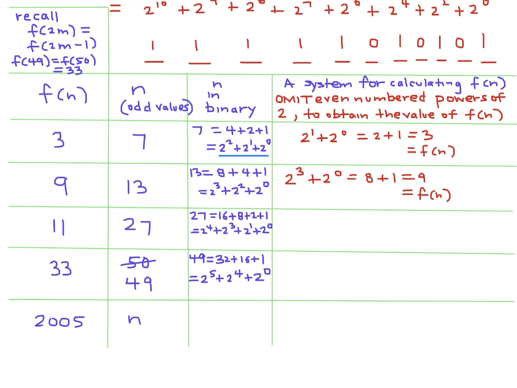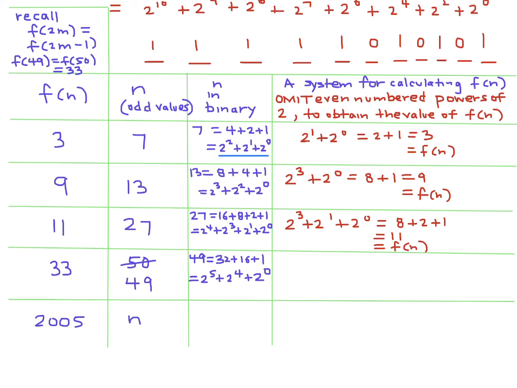Is 9 equal to f at n? It is. Let's keep going here. When n is 27, 27 is equal to 2 to the power of 4 plus 2 to the power of 3 plus 2 to the power of 1 plus 2 to the power of 0. Omit even numbered powers. So I've got to take out that even numbered. That leaves me with 2 to the power of 3 plus 2 to the power of 1 plus 2 to the power of 0. And that is 8 plus 2 plus 1, which is 11. And that is equal to f at n. Is f at n equal to 11? Yes, it is.